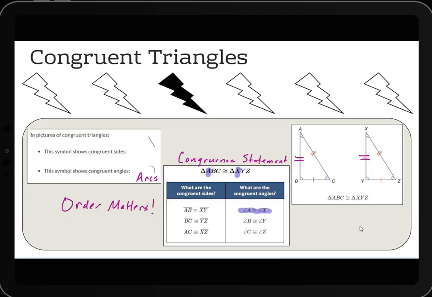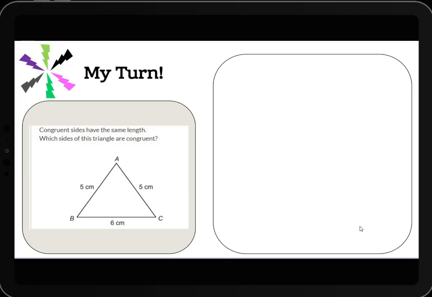And the reason we want to do that is because we ultimately want to prove that triangles are in fact congruent. We want to make justifications for that. So please be aware that the order does matter when you write a congruent statement, and we use this type of notation to represent when corresponding parts of the triangles are congruent to each other. With that being said, let's take a look at a practice problem.